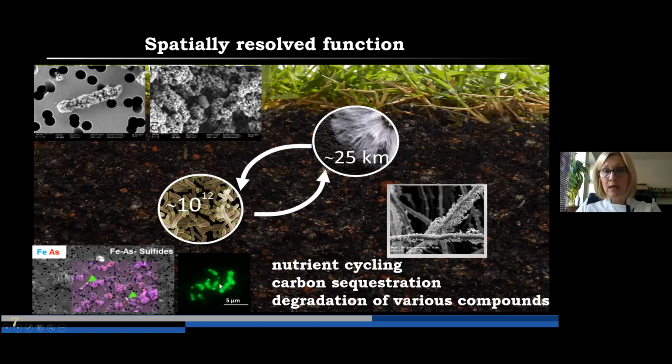By molecular mapping, molecular targeting their RNA by FISH, for example, you can know which groups of microbes are active and which are not active in this environment. So you see this type of information can point to particular microbes involved either in nutrient cycling or maybe carbon sequestration or even degradation of various compounds. So already seeing is believing, but it also gives you hints about the potential function.